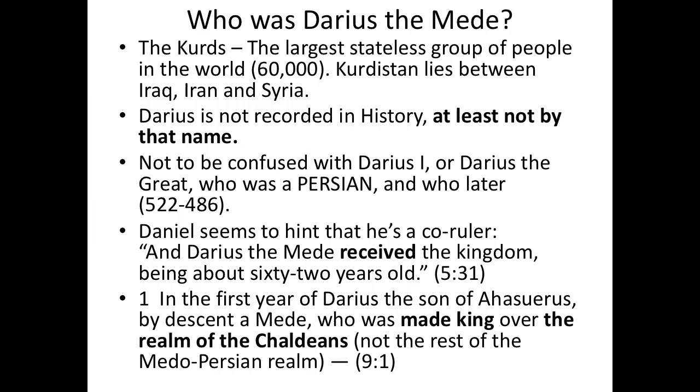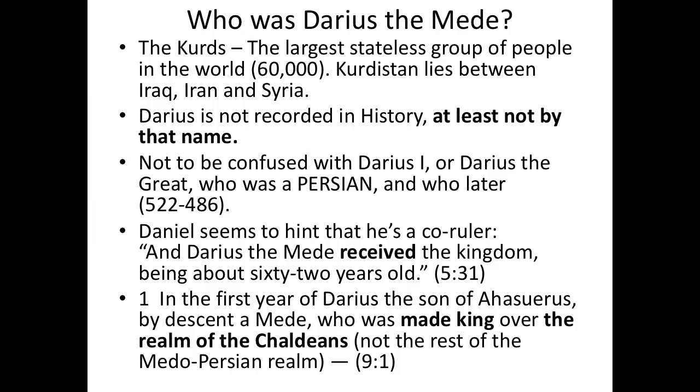And it's probably a title. So he's not to be confused with Darius the First or Darius the Great, or there's Darius the Second, and there's also Darius the Third. Those were all Persians, right? So Daniel's making it a point to tell you this is Darius the Mede. This is not one of the Persian kings. Of course, Darius the Great was later. He was like in 522.